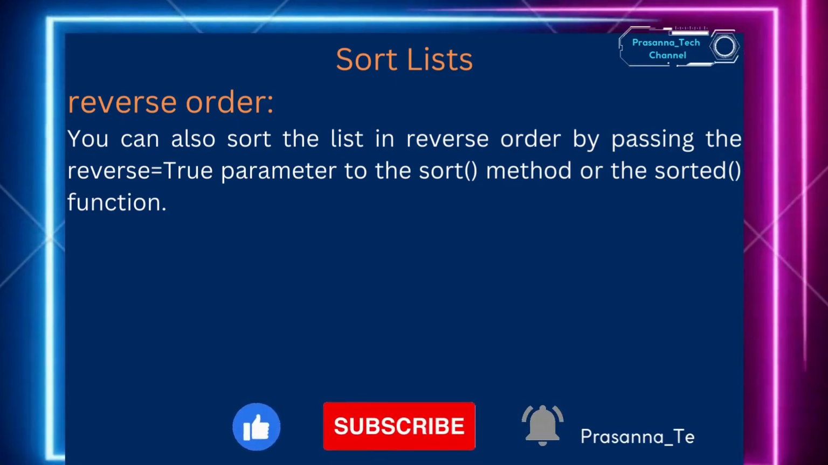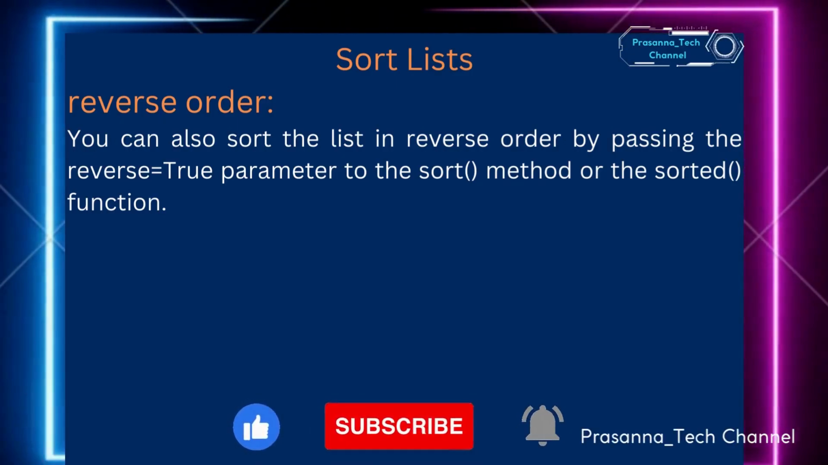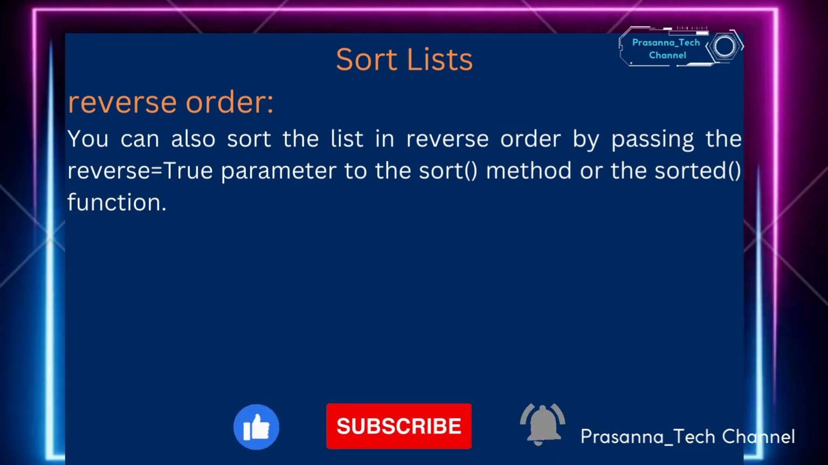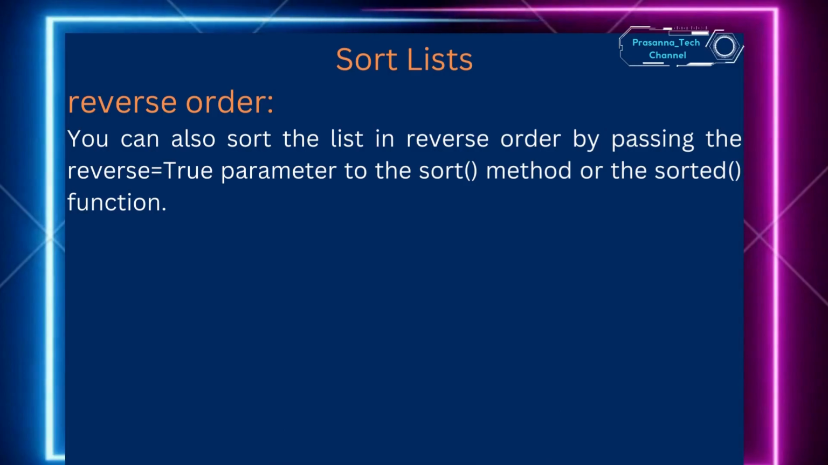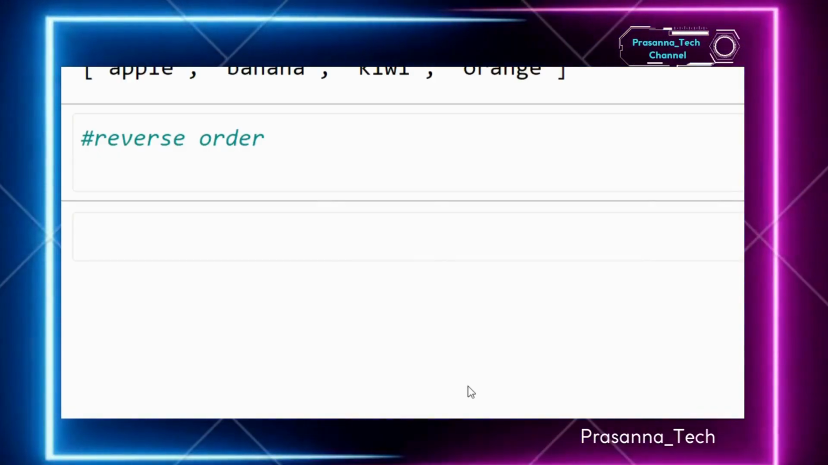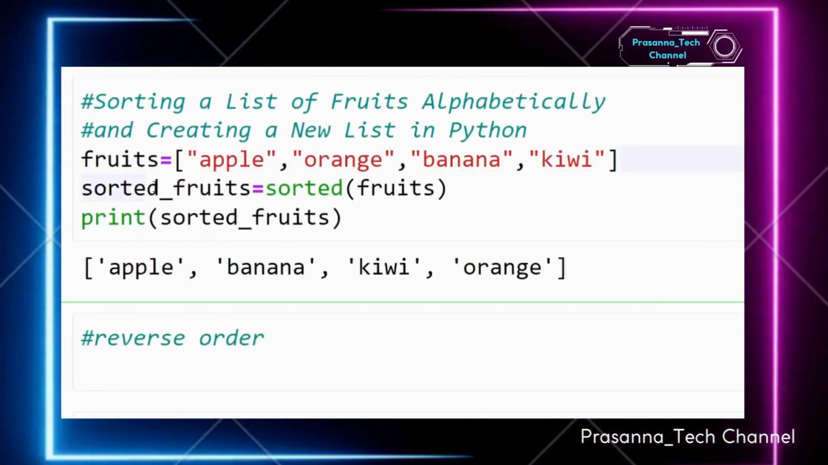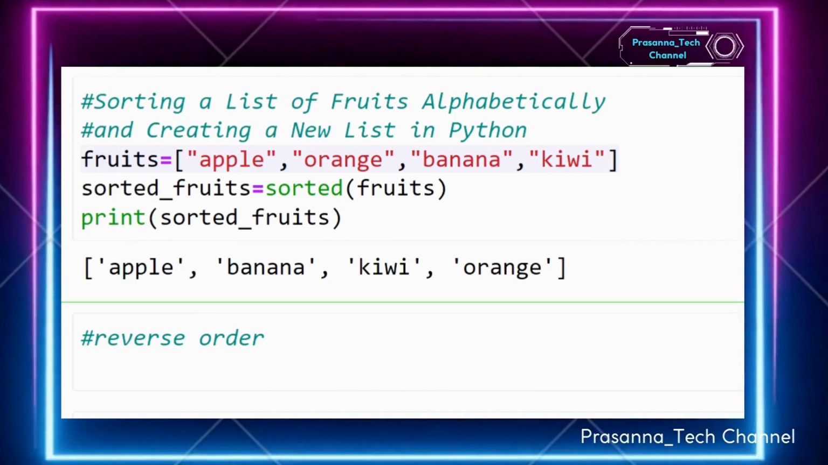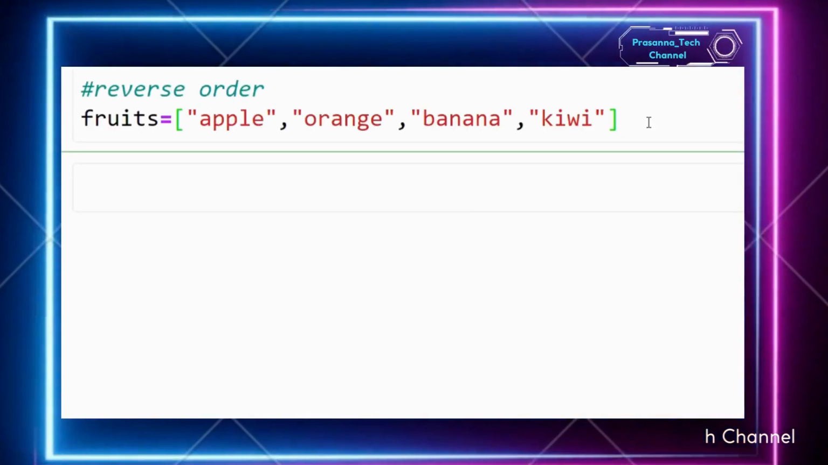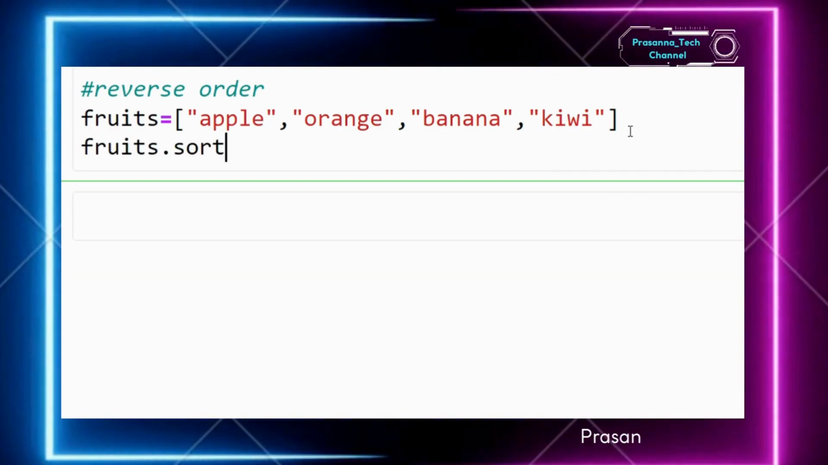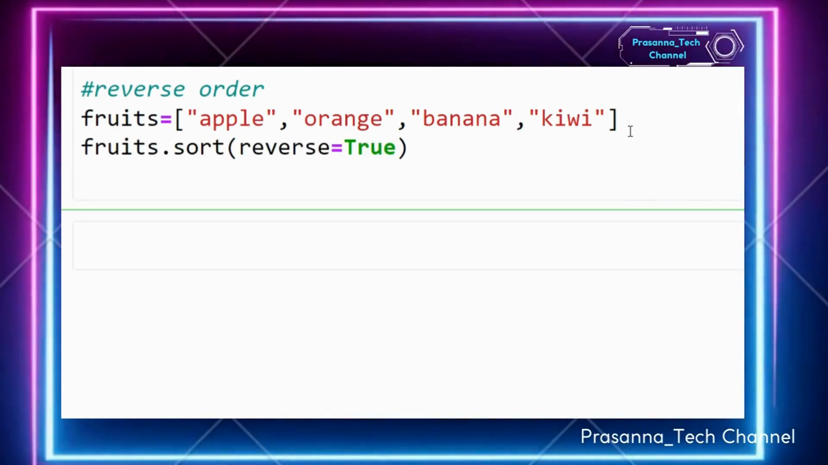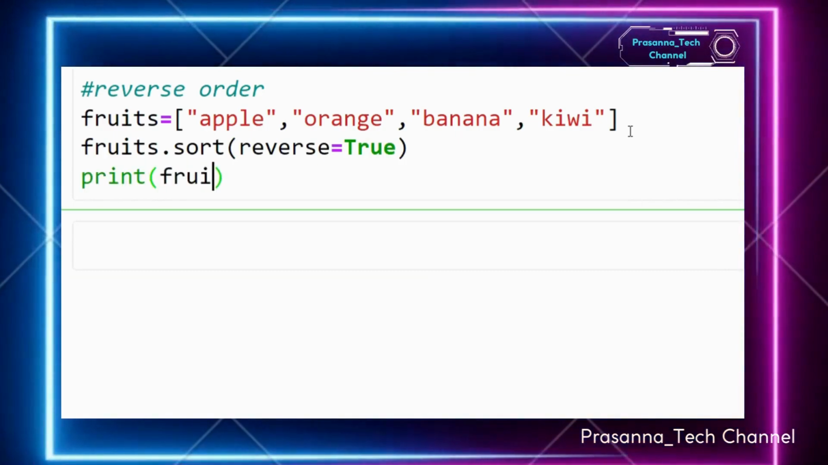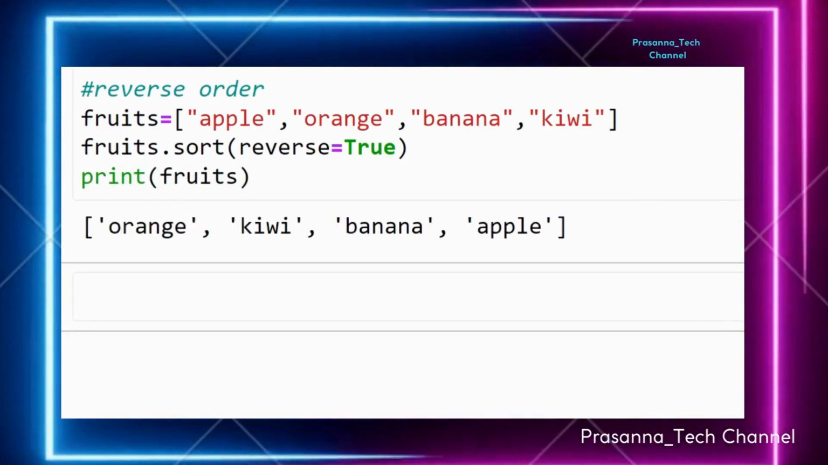Reverse order. You can also sort the list in reverse order by passing the reverse=True parameter to the sort method or the sorted function. Let's take an example. So I'm just copying the same example which we have used before. fruits = ["apple", "orange", "banana", "kiwi"]. fruits.sort(reverse=True). print(fruits). And the result is orange, kiwi, banana, apple.